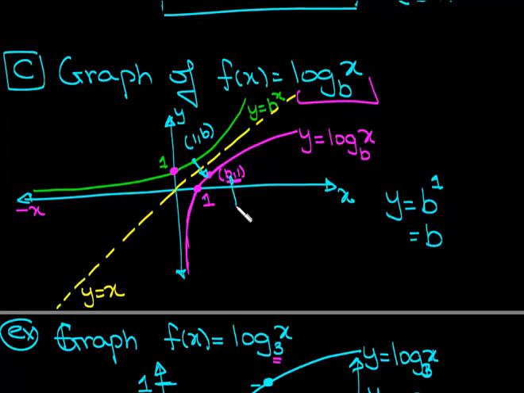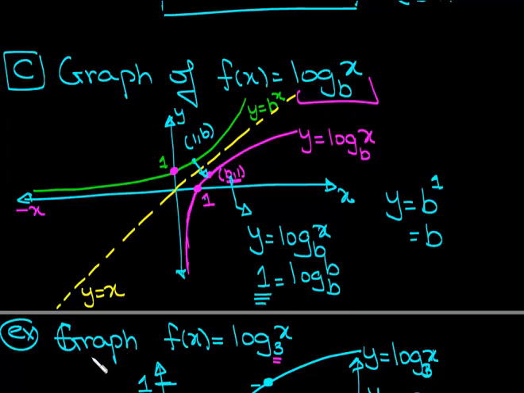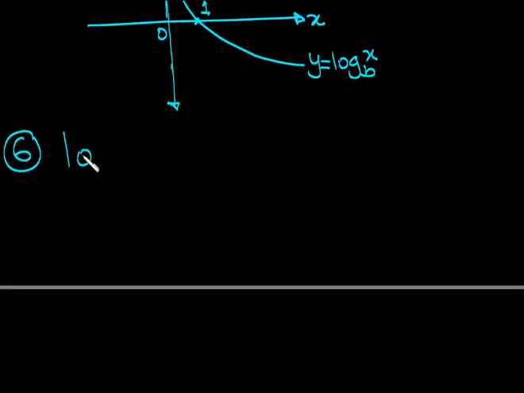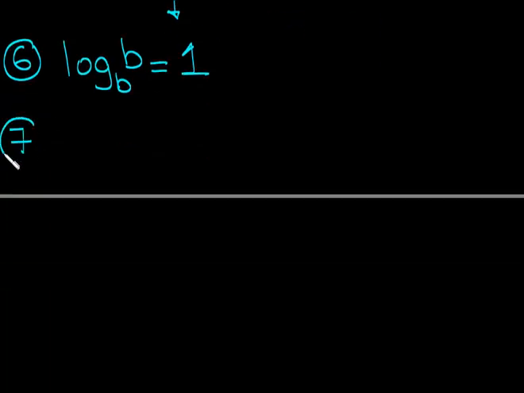So what does this point tell us? This point tells us that y is equal to log of x base b, right? So what is y here? 1, and x is what? b. So that tells me that when the base and the number are the same, log of that is always 1, another very useful property. So let's write that down. When you have log of b base b, when the base and the number are the same, log of that is always 1.